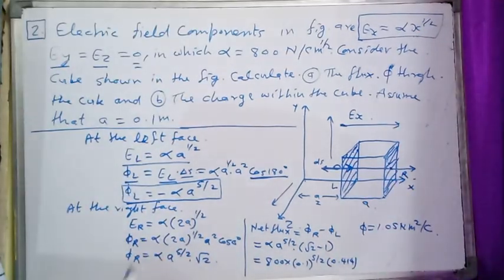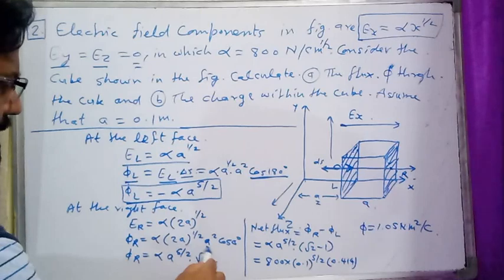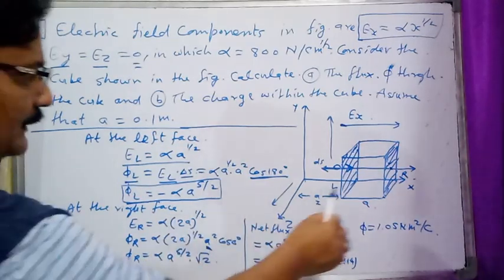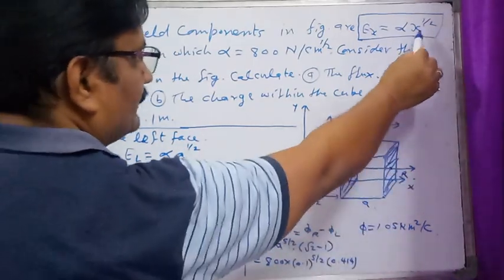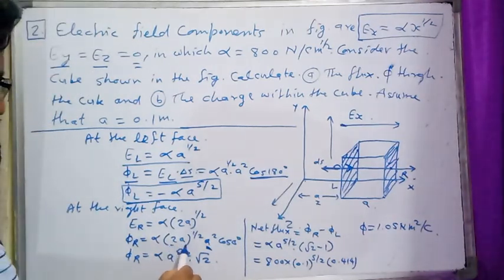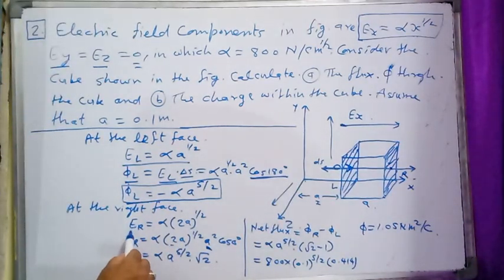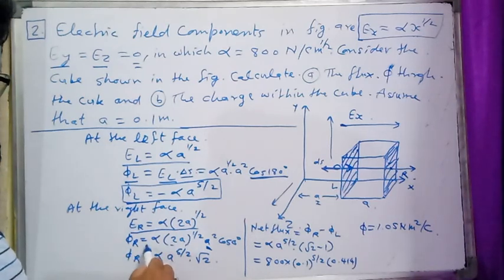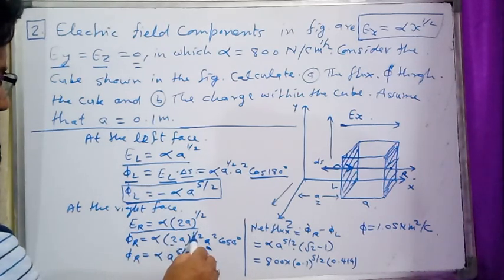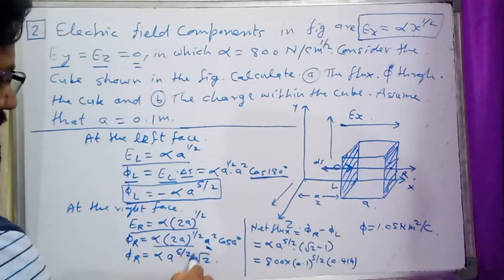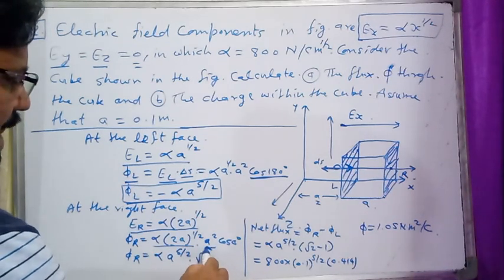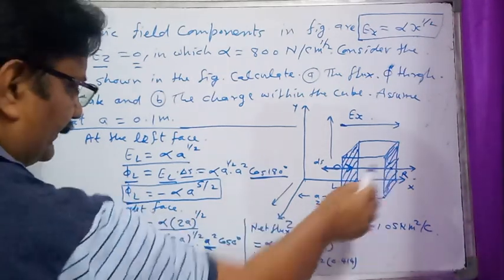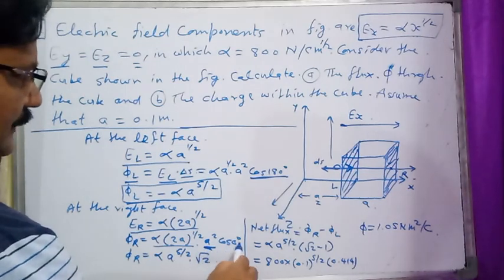Similarly, we can calculate the flux passing through the right face of the cube. The area of the right face is a square again, but at the right face of the cube, the value of x becomes 2a. Therefore the electric field at the right face of the cube is alpha into 2a to the power half, and the flux passing through the right face of the cube is electric field multiplied by the area of the face of the cube, a square, cos 0.